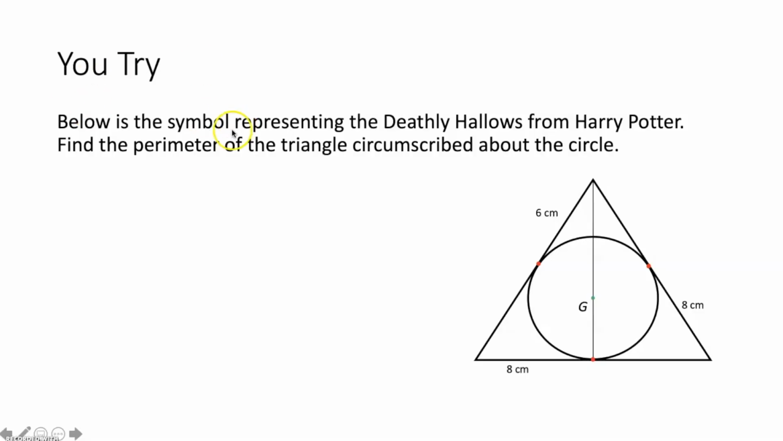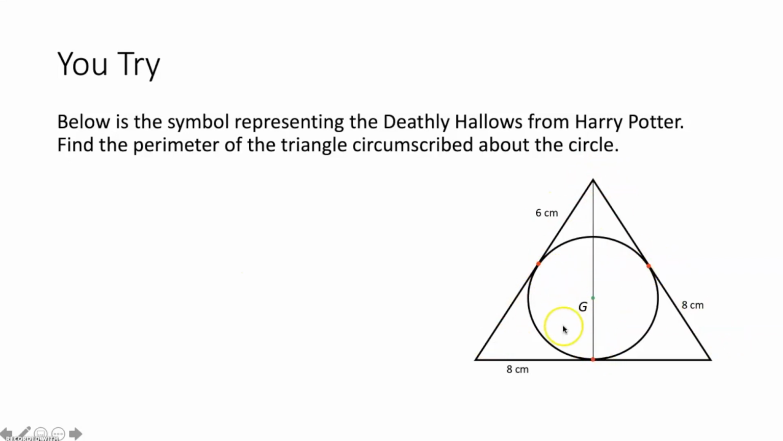Okay, this says below is the symbol representing the Deathly Hallows from Harry Potter. Find the perimeter of the triangle circumscribed about the circle. So in this question, we are trying to find the perimeter of this triangle, meaning we have a couple different segments that we need to find the measure of. So what we're going to do is use our knowledge of circumscribed about. What does that mean? Well, this triangle is circumscribed about circle G, meaning that each of these sides are tangent to the circle at each of these 3 points.